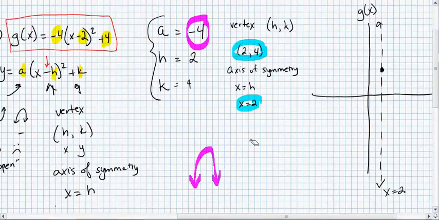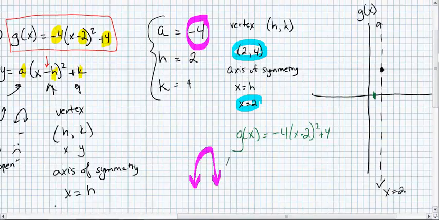Let's get a different color. We'll use green. There we go, green. So g of x equals negative 4 times x minus 2 squared plus 4. And I'm going to take some values on either side here. So let's try what happens when x equals 1.